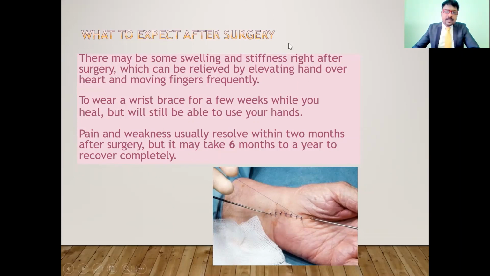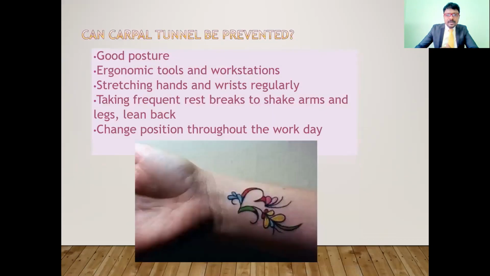If any abnormality remains, there may be a chance of recurrence. The pain and weakness usually resolve within 2 months after surgery, but it takes 6 months to years to recover completely. The pain subsides, but the muscle weakness and strength take time. So at least more than 6 months are needed for recovery. So that is about carpal tunnel syndrome.